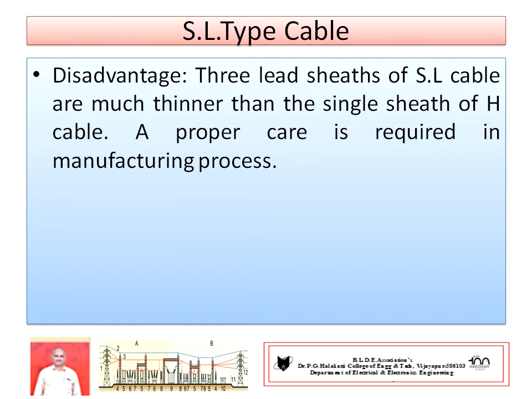Along with their advantages, some disadvantages also occur. The three lead sheaths of the SL cable are much thinner. These layers are very thin, hence a proper process is required in the manufacturing process. This is the one main disadvantage.